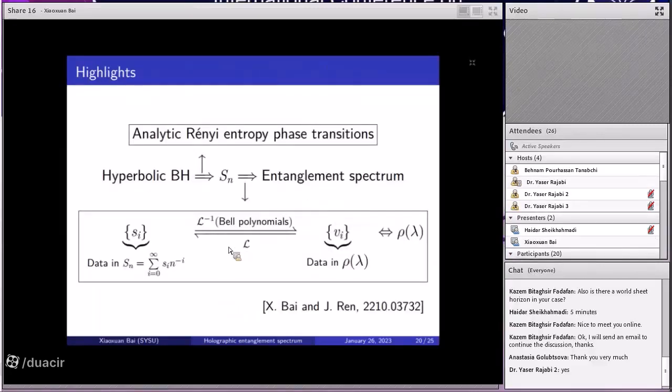So to briefly review the above calculation, we can just see the box here. S_i encodes the data in the Rényi entropy because it's the expansion coefficients of the Rényi entropy, and V_i encodes the data in the entanglement spectrum. So to connect them, we can perform an inverse Laplace transform. Their exact relation can be written by the polynomials.